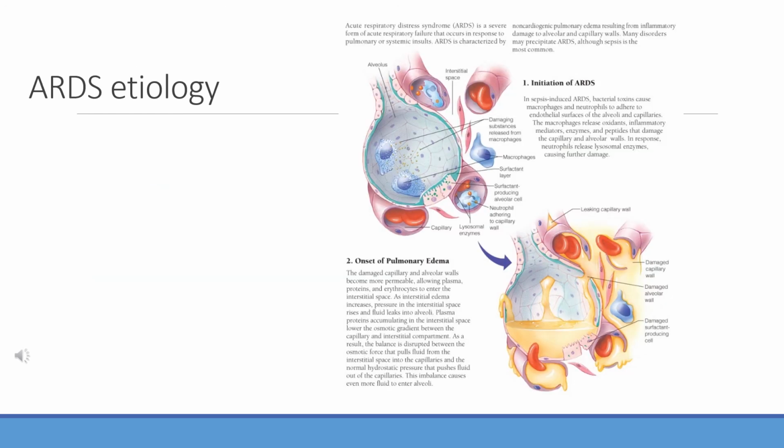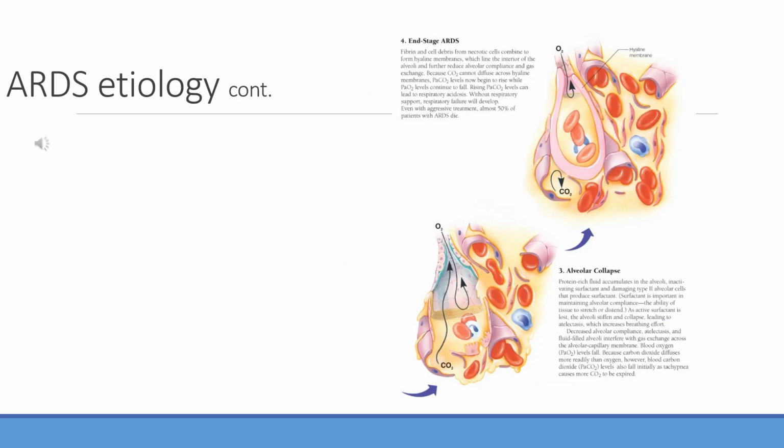On this slide, you'll see what happens during the initiation of acute respiratory distress syndrome, and then you have the onset of the pulmonary edema. And remember again, the pulmonary edema is non-cardiogenic, has absolutely nothing to do with the pumping of the heart being insufficient that causes that edema to occur. So the bottom picture on this slide talks about how there's decreased alveolar compliance, there's atelectasis, and then that's where you have the fluid-filled alveoli, which interferes with the gas exchange across the alveolar capillary membrane.